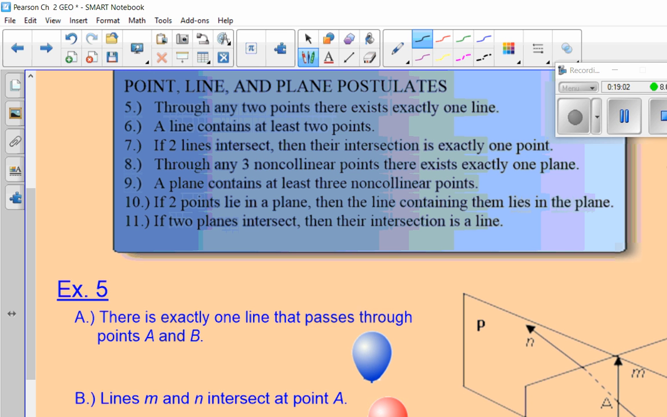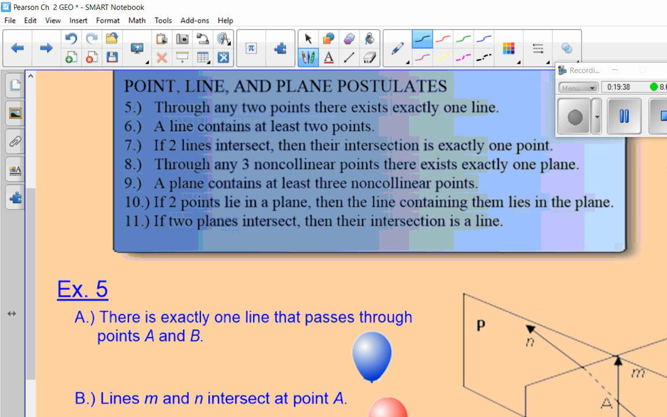A plane contains at least 3 non-collinear points. That's like the corners basically. Remember, we got to kind of define what a plane is. A plane actually goes on infinitely, but we got to know where that's at. Number 10, if 2 points lie in a plane, then the line containing them lies in the plane. Number 11, if 2 planes intersect, then their intersection is a line. So you guys probably need to write those down. Pause it and write it down and then get to them.